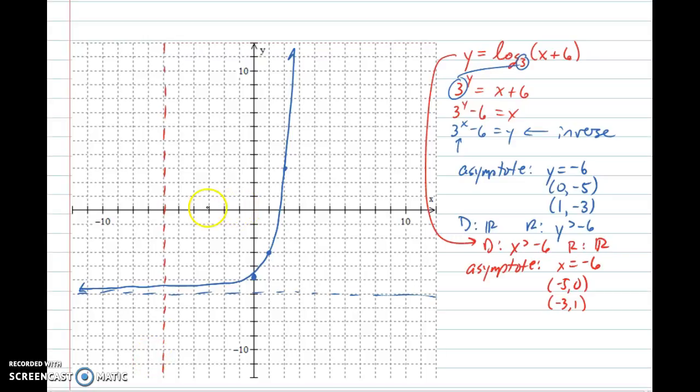Negative 5, 0, 1, 2, 3, 4, 5, negative 3, 1. I also had 2, 3, so that becomes 3, 2. It's over here, and I can kind of see where this graph is going to go, just like that. And so that's my logarithm graph. This equation that we started with has this graph.